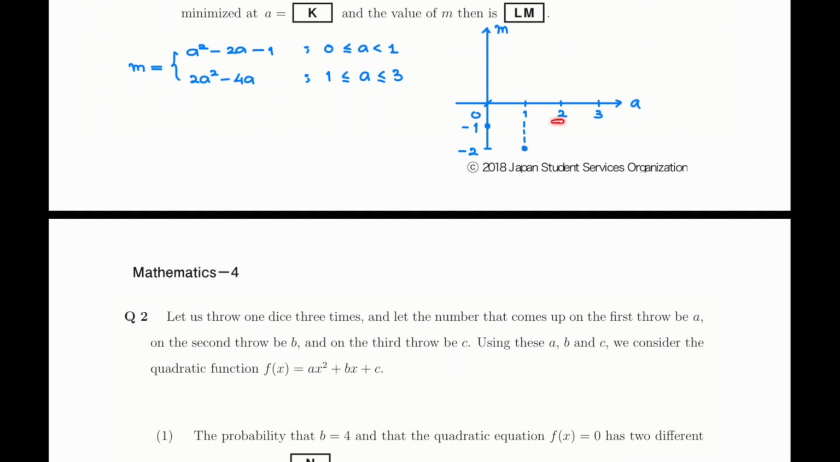And then when a equals 2, you can substitute it into the second equation according to this interval. If you substitute a equals 2, you will get 2 times 2 squared minus 4 times 2. You will obtain 8 minus 8, which equals 0. And then finally, when a equals 3, if you substitute it over here, you will get 2 times 3 squared minus 4 times 3. Then you will obtain 18 minus 12, which equals 6. I assume 6 is over here.